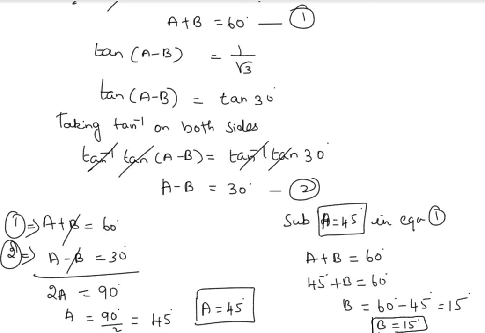Therefore the values of A is 45, B is 15. We were asked to find the value of A and B. We have found it. Do you understand this, children? Yes. Thank you.